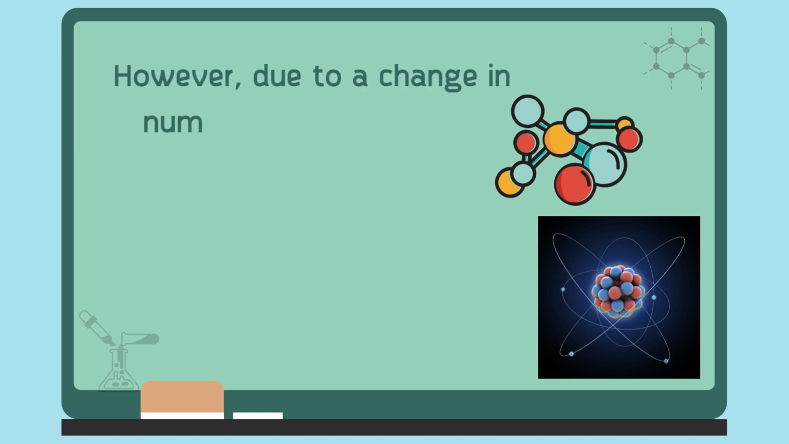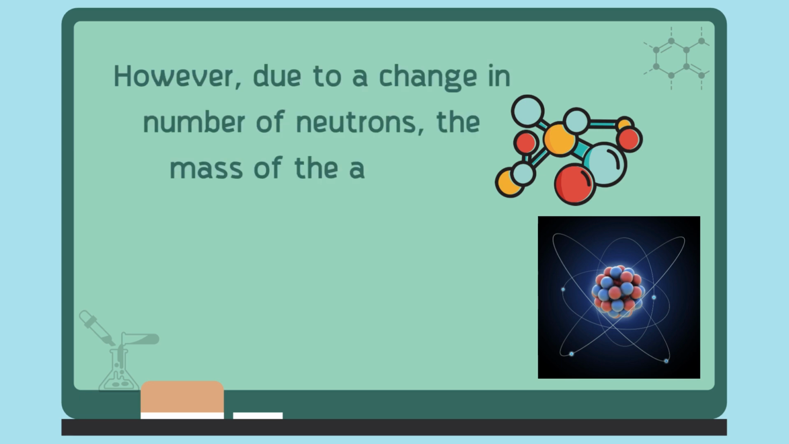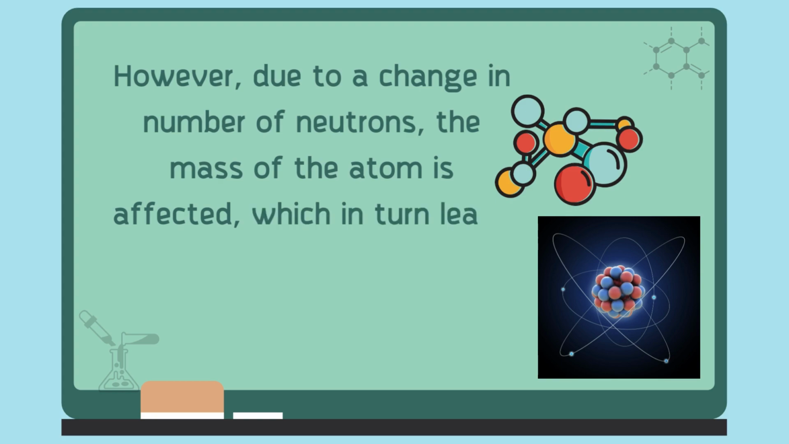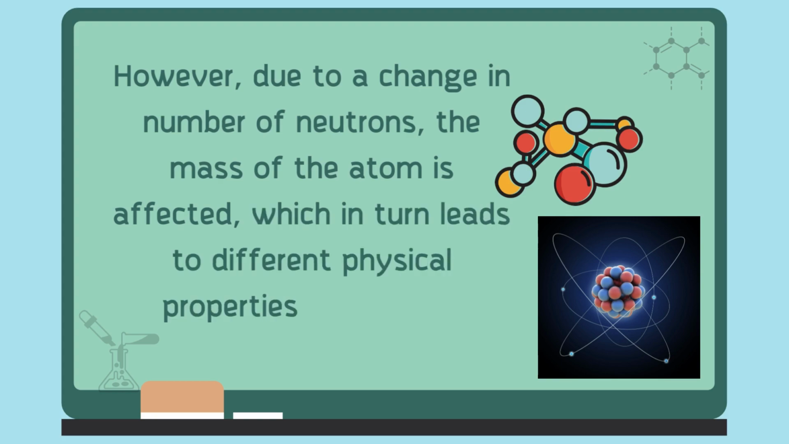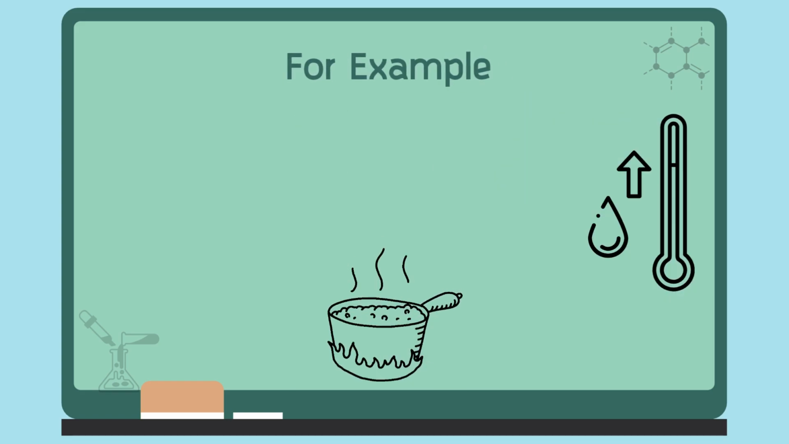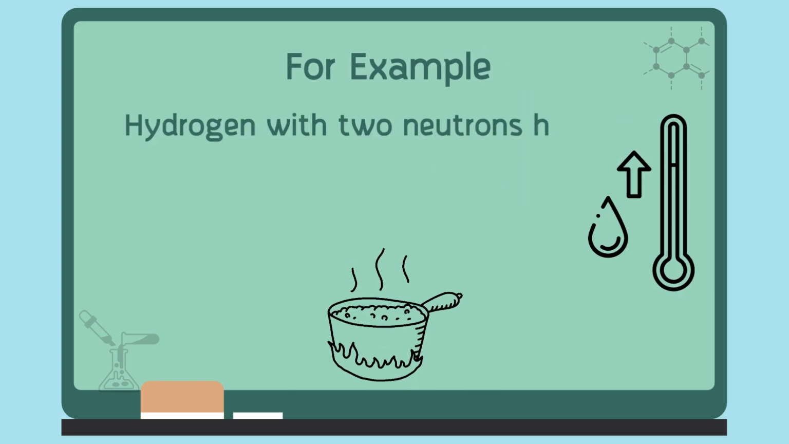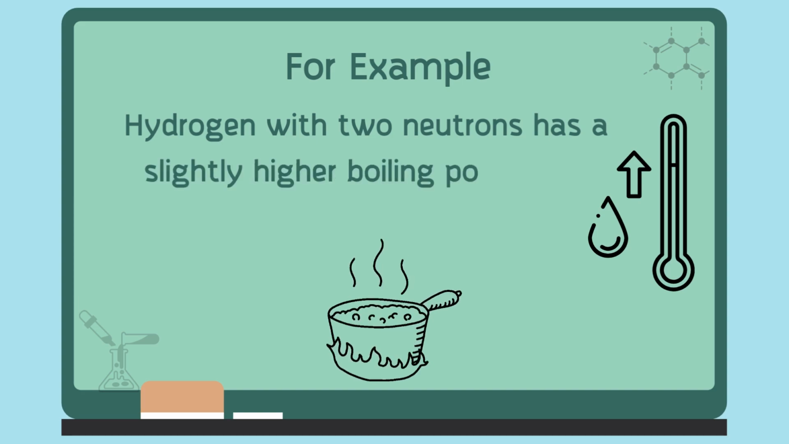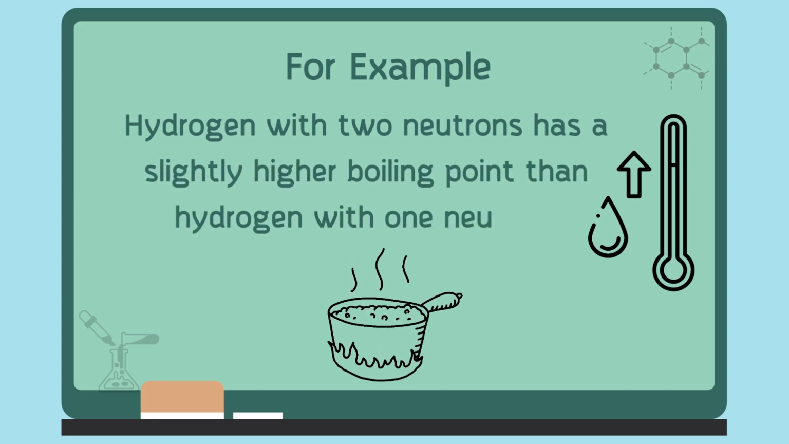However, due to a change in the number of neutrons, the mass of the atom is affected, which in turn leads to different physical properties in different isotopes. For example, hydrogen with 2 neutrons has a slightly higher boiling point than hydrogen with 1 neutron.